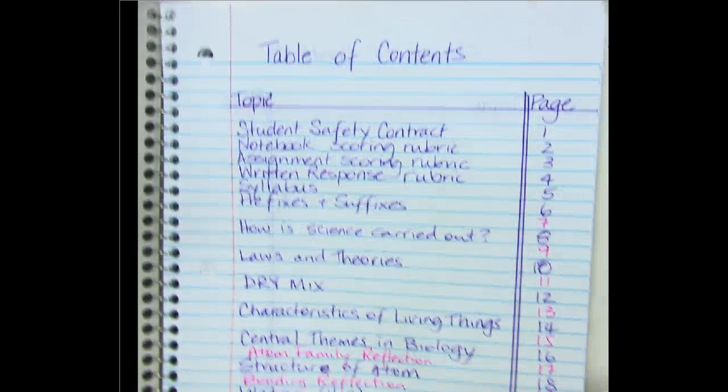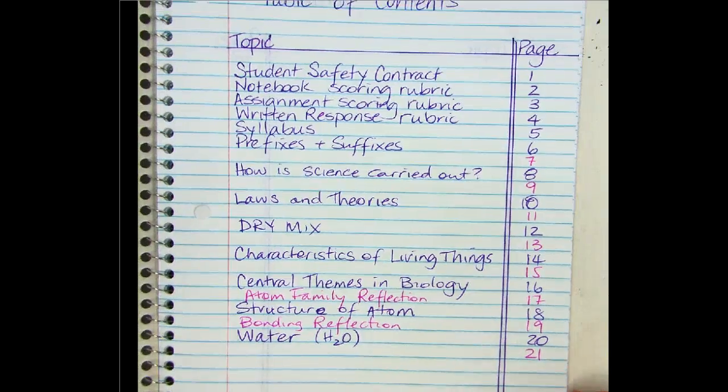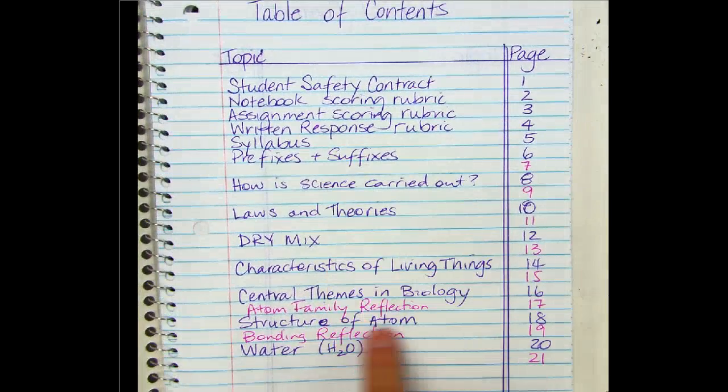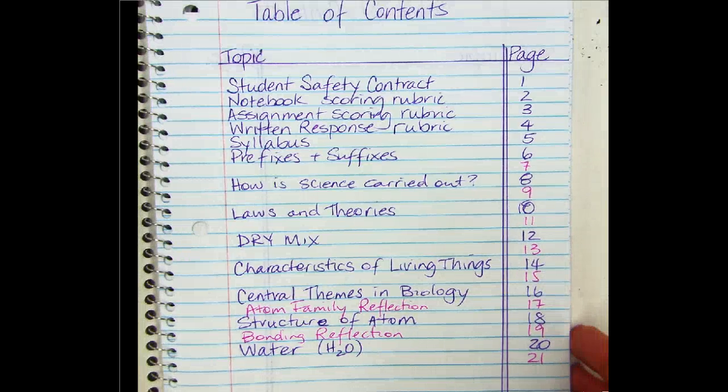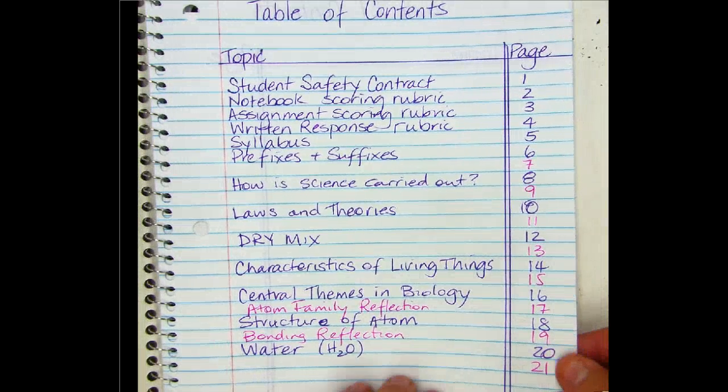Okay, so I'm going to just take a couple of minutes to show you what your up-to-date notebook should look like. There are a few people who are still having trouble with the notebooks, and this is a significant part of your grade. So the first thing that you should be doing is keeping track of your table of contents, updating your table of contents as you move along, and that's the topic that I put at the top of the Cornell notes.